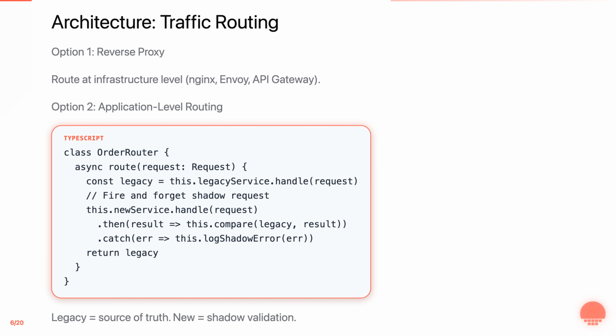Two main approaches here. First option, handle it at the infrastructure layer with a reverse proxy like nginx or Envoy. They intercept the traffic before it hits your app. Second option, do it in your application code itself. That's what you're seeing here in TypeScript. The router handles the request with the legacy system, fires off that shadow request to the new system without waiting for it, then immediately returns the legacy response. The shadow call happens completely out of band. Compare results later, log any errors, zero impact on the user's experience. Choose based on where you have more control and observability in your stack.